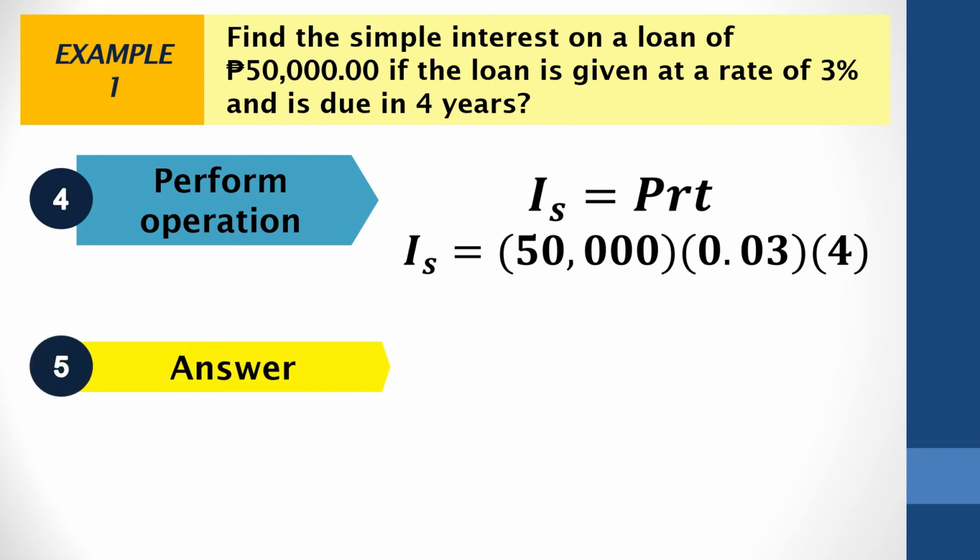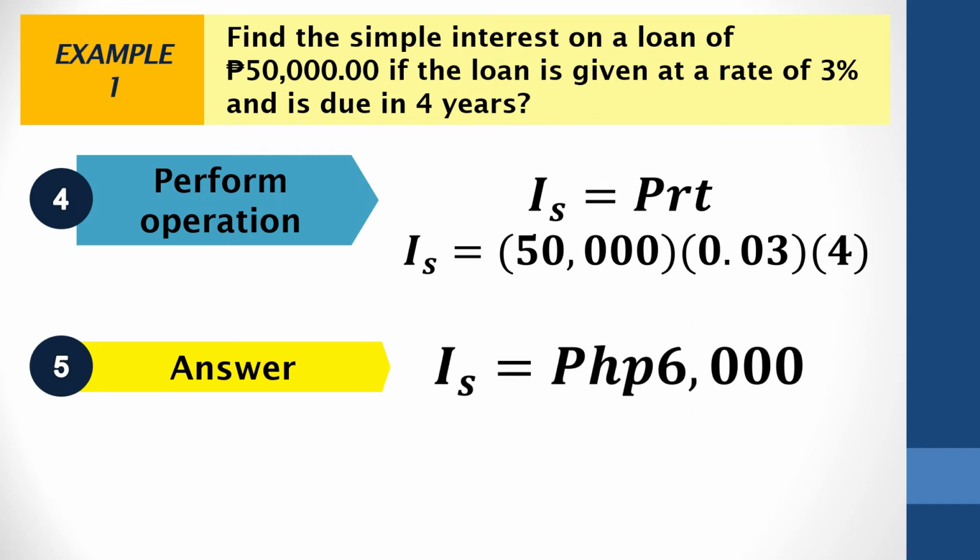And of course, use your calculator para mas madali po nating masagot. Here is our answer. I sub S or the simple interest is equal to 6,000 pesos. Ibig sabihin, ito po yung tubo ng pera na ating babayaran sa 4 na taon nating utang. Ayan po. So, meron pong tubo na 6,000 pesos sa ating loan na 50,000. So, ayan na po. At least ngayon, alam na po natin kung paano mag-compute ng simple interest.